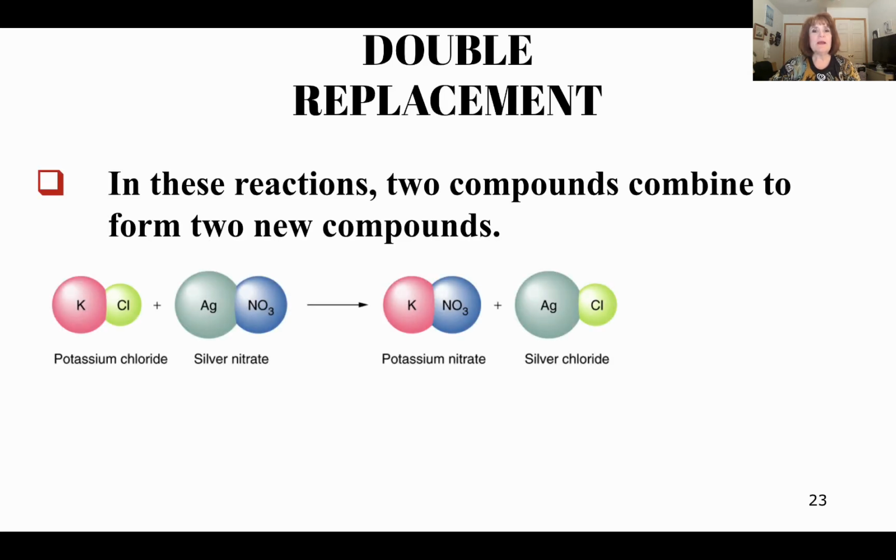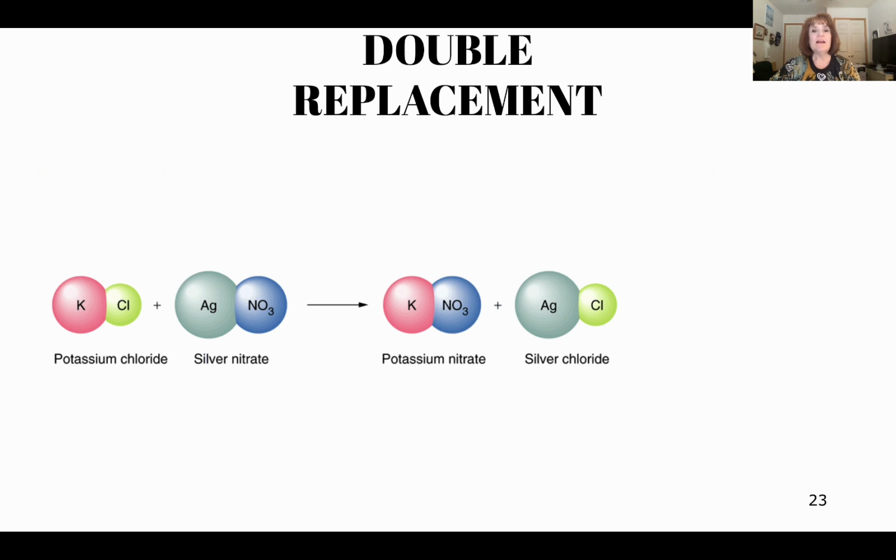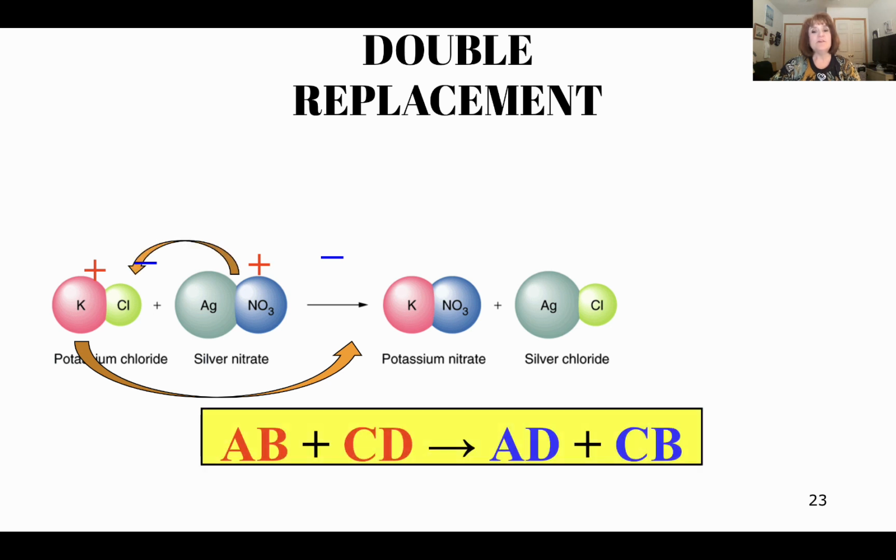Double replacement reactions are where 2 compounds combine to form something new. So you start with potassium chloride and silver nitrate. They actually exchange partners to make potassium nitrate and silver chloride. Okay, where the general formula for this equation is AB plus CD makes AD plus CB.